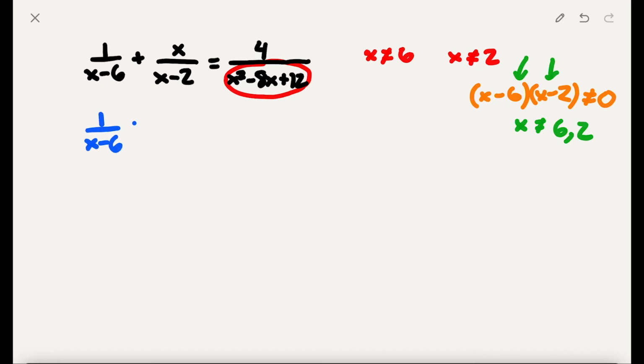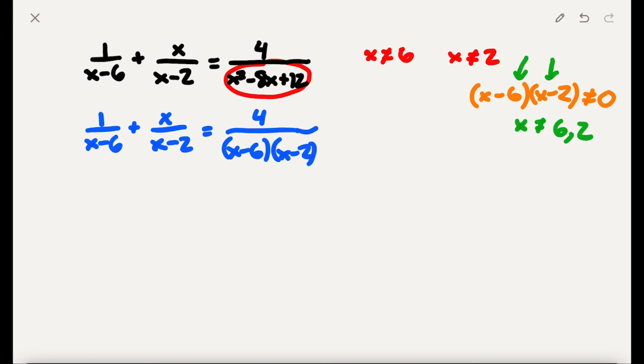Factor everything first. These are already factored, so we just need to factor this part over here, which is going to be x minus 6 times x minus 2. Now from here, I'm going to multiply both sides by x minus 6 and x minus 2. Then we're going to simplify everything here. So this is going to cancel, cancel, cancel. You're left with 4 on this side.